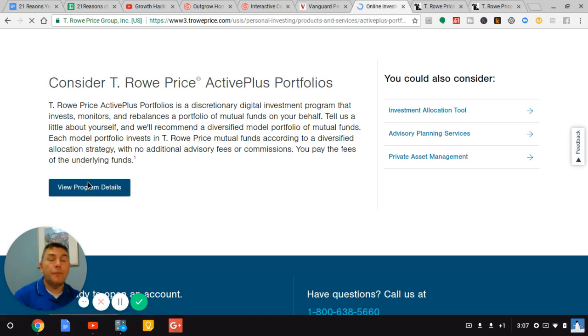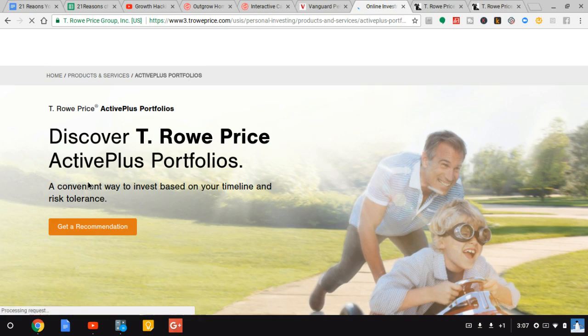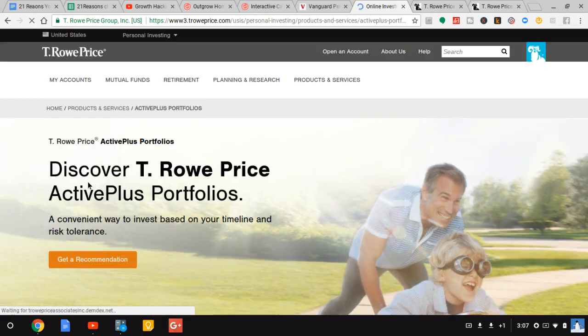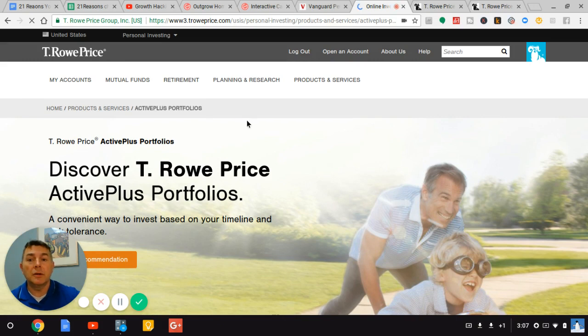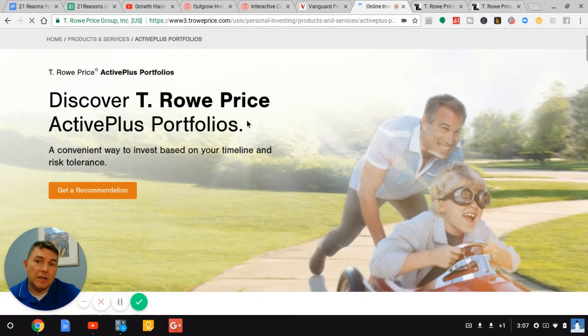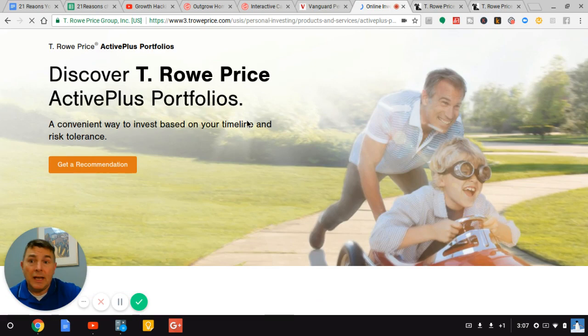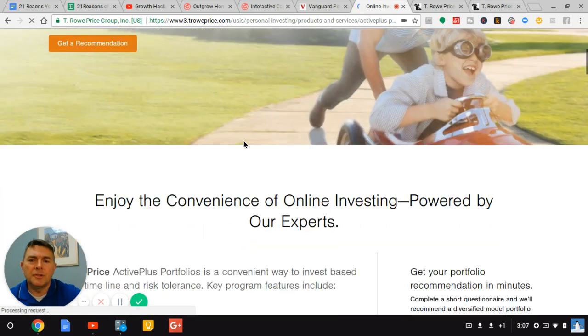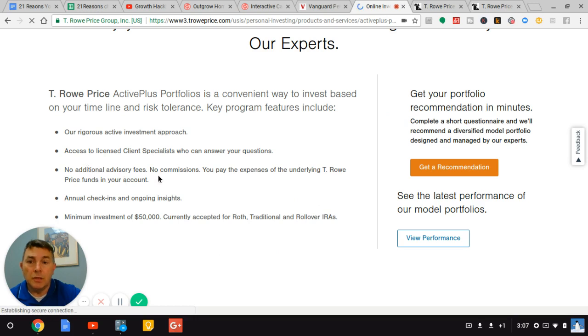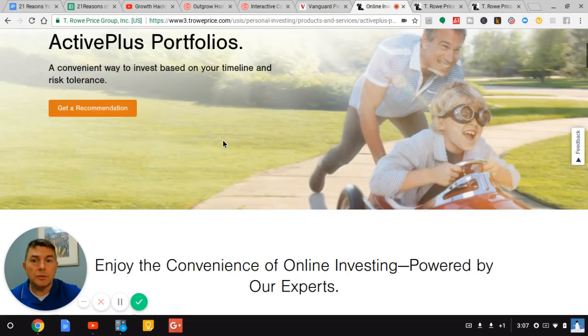Now, in this case, I already looked this up, the T. Rowe Price fee is in their funds. There's no external fee on top of it. You're just paying whatever the mutual fund fee is, and they're going to manage it for you, which I actually think is pretty convenient. My presumption is they rebalance it for you. Annual check-in and ongoing insights, no additional advisory fees, no commissions. You pay the expense of the underlying portfolio, which I like. Active investment research. Let's just see what they come up with here.